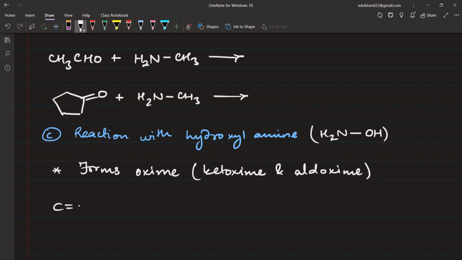So general reaction will be C double bond O plus H2N-OH. Even if I write NH2OH, don't panic, it will go in exactly the same way. You have to remove H2 from here and oxygen from here. So carbon will be as it is, double bond N, and then which is bonded to OH. That's it. Okay. Now please send the answer for these two.